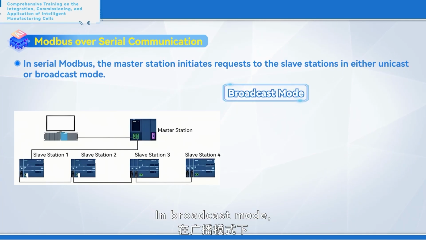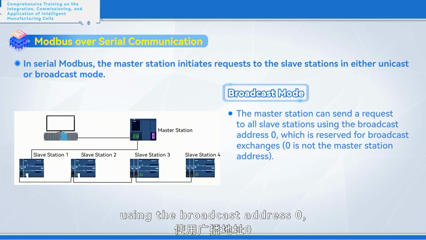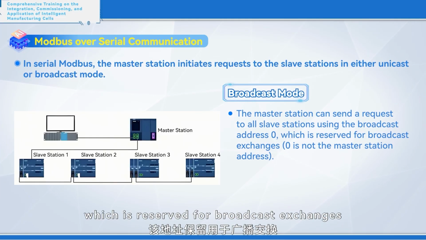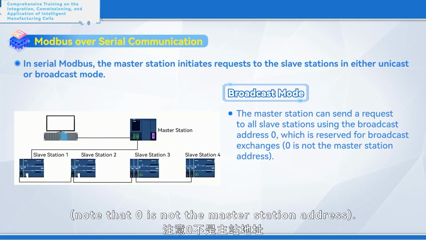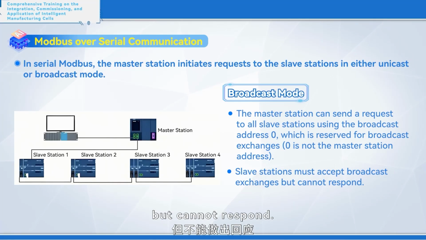In broadcast mode, the master station can send a request to all slave stations using the broadcast address 0, which is reserved for broadcast exchanges. Note that 0 is not the master station address. Slave stations must accept broadcast exchanges but cannot respond.